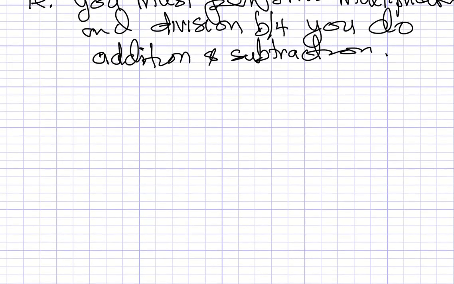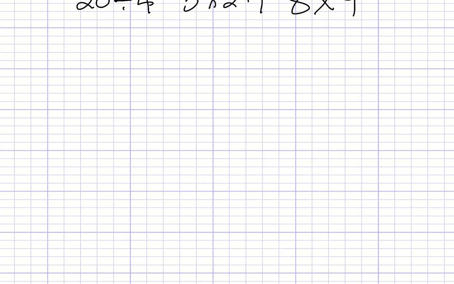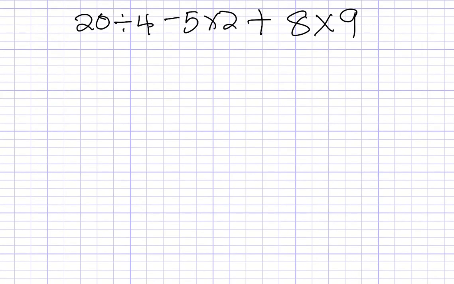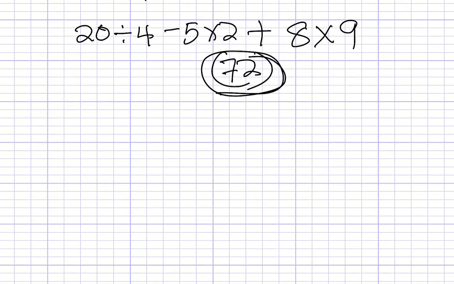So let's redo the other problem. Let's redo that problem we did wrong. Remember that's the problem here: 20 divided by 4 minus 5 times 2 plus 8 times 9. Let's redo that using rule number 2. Don't forget what we found before. You found the answer as 72 before, right? But keep that in mind, and let's redo it making sure we apply rule 2.